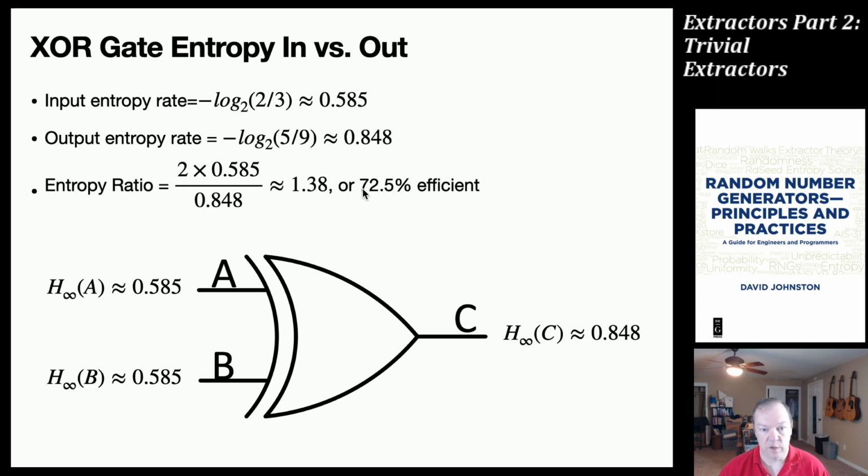And if you invert that, you find out that we're 72.5% efficient, in that the entropy out is 72.5% of the total entropy in. So there's less entropy coming out, but since there's half as much data coming out, because there's 2 inputs and 1 output, we're getting a higher entropy rate.